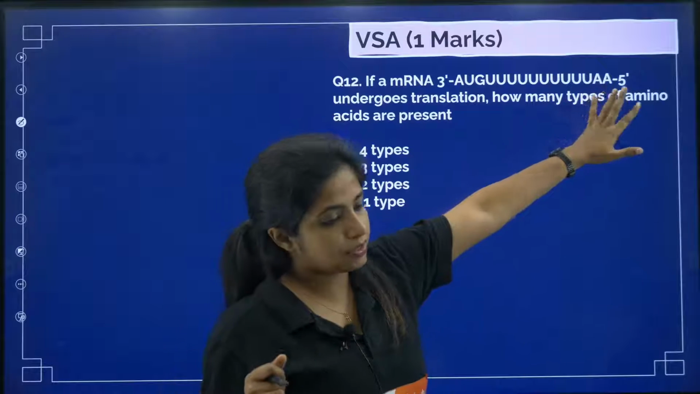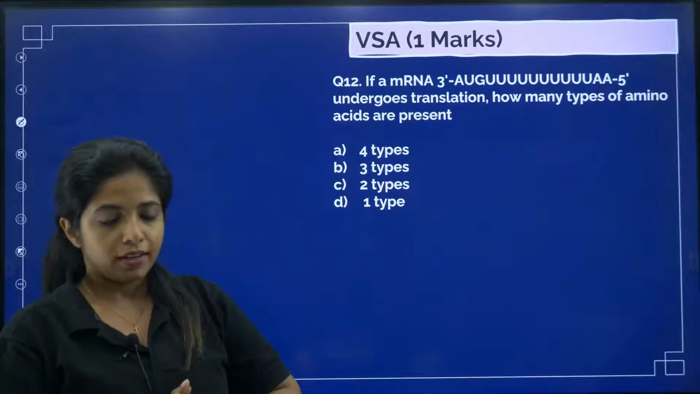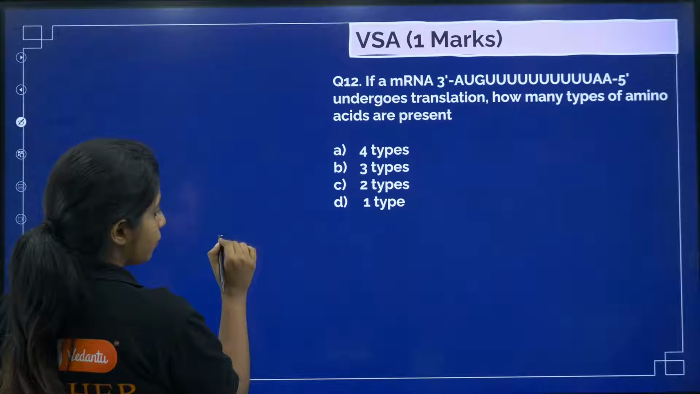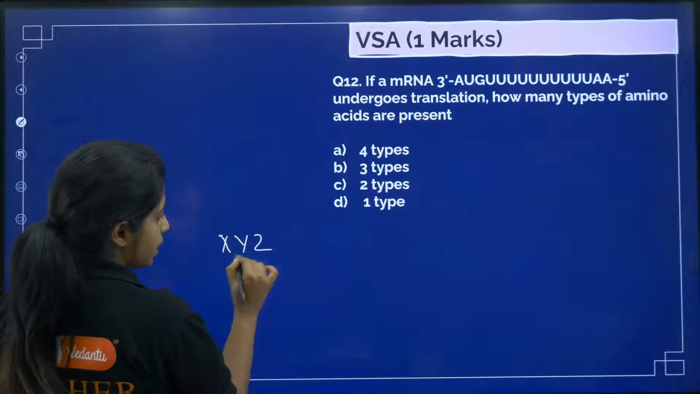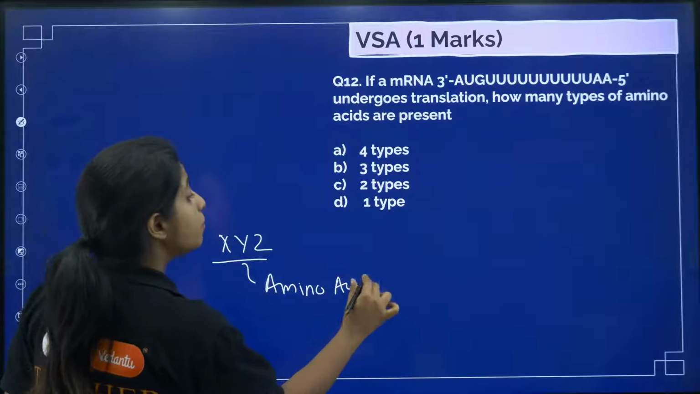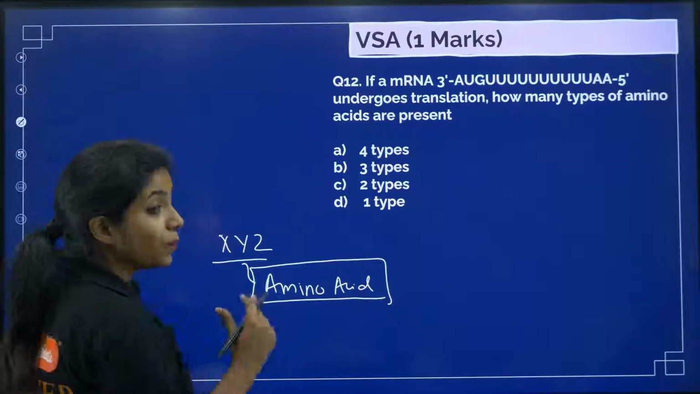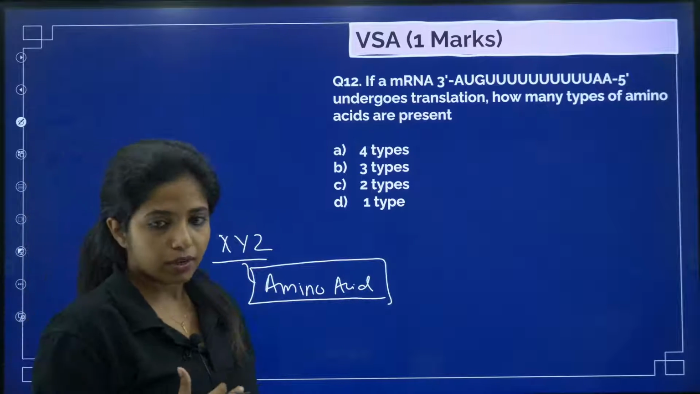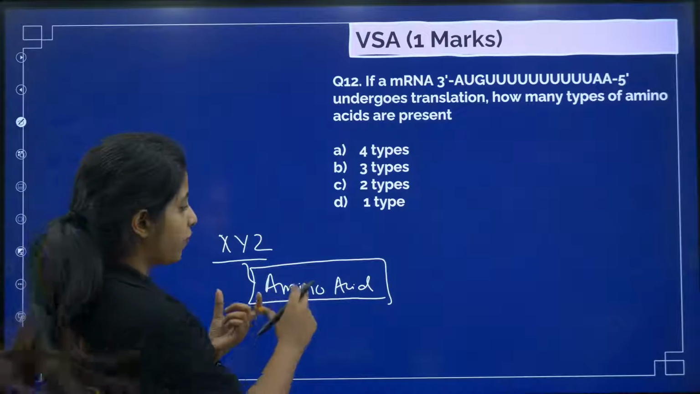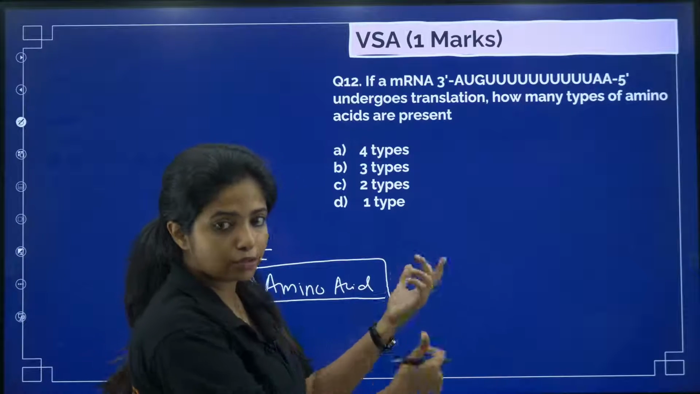3'-AUG and this is 5'. I'm telling you, each codon, made up of 3 base pairs, X, Y, Z, is going to code for 1 amino acid. And you are not asked how many amino acids are being formed. You are asked how many types of amino acids. Okay, how many types? So basically, I'll give you a clue. If an amino acid is being repeated, you don't count it. You just count it once.